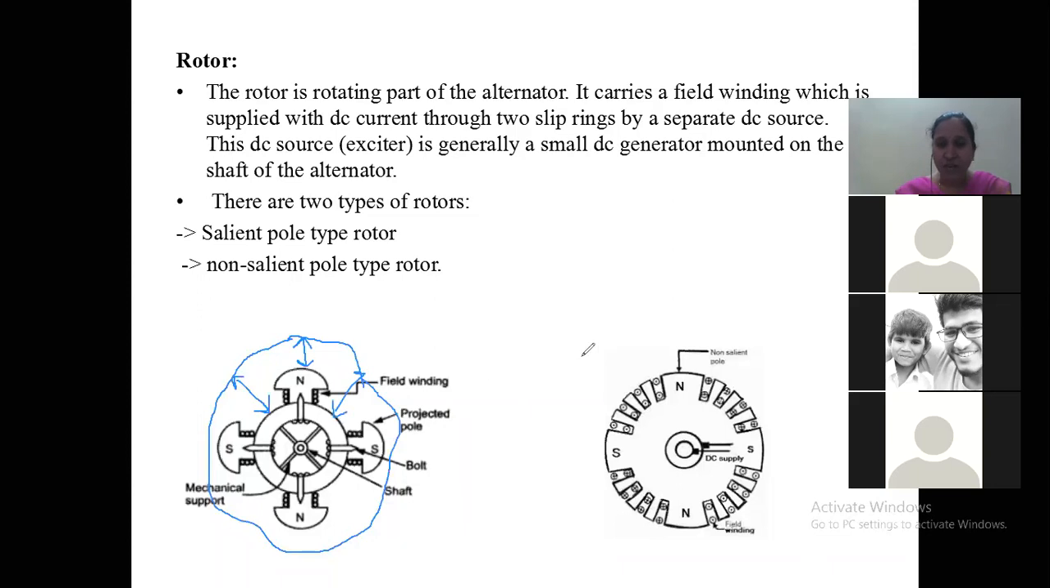But when coming to the non-salient pole type of motor, we get a uniform air gap. Yes, everything is uniform here. This distance is always uniform. Yes. So we get a uniform air gap in between the stator and the rotor windings.